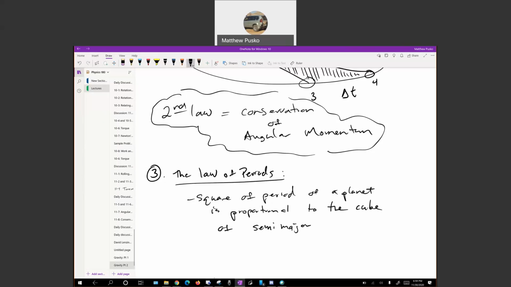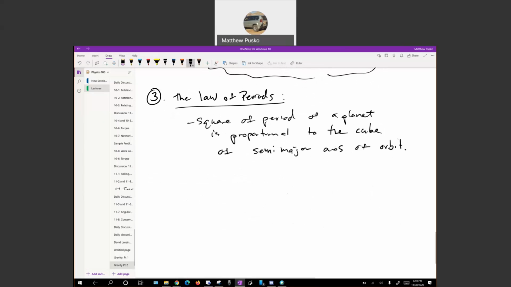And I'll draw this one out in a second too. All right, law of periods. The square of the period of a planet is proportional to the cube. And I think you probably did this in one of your first labs, where you probably had to do a log-log plot to get a linear line, because what you were doing was looking at something like T squared is proportional to r cubed. We're missing a couple things in here. I'm about to get those for you.